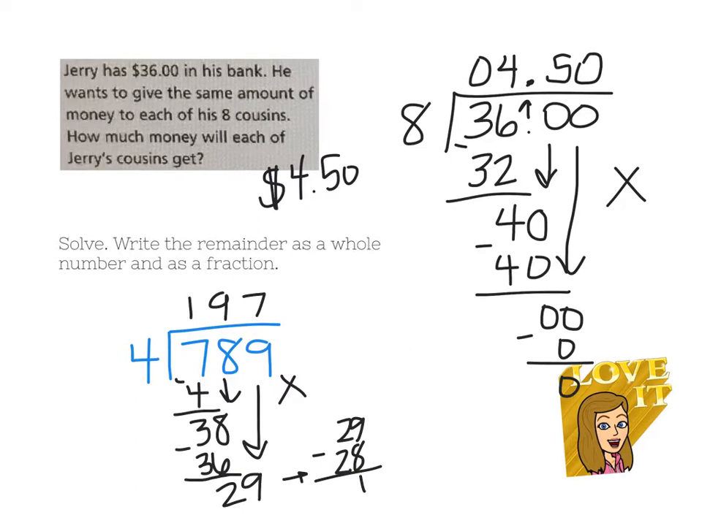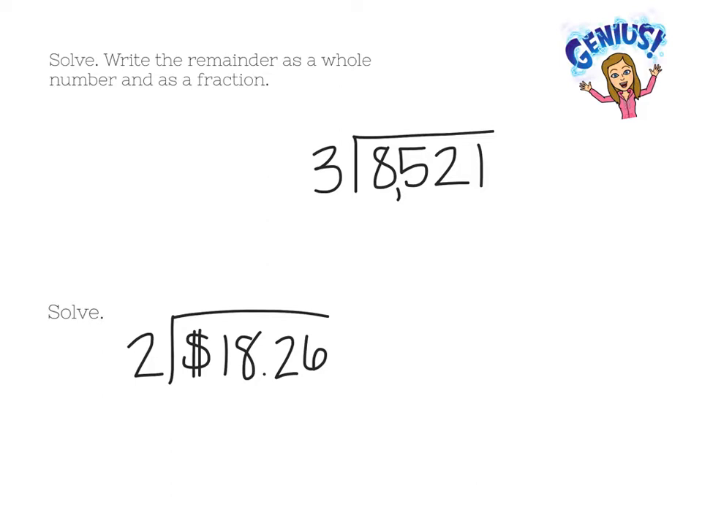I'm going to write it as a fraction instead. Remember that the leftover becomes your numerator, or top number, and the divisor becomes your bottom number. So final answer then would be 197 and 1/4. I'll show you 2 more examples, and then it will be your turn to try it.